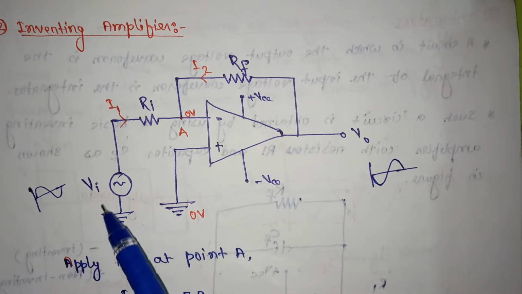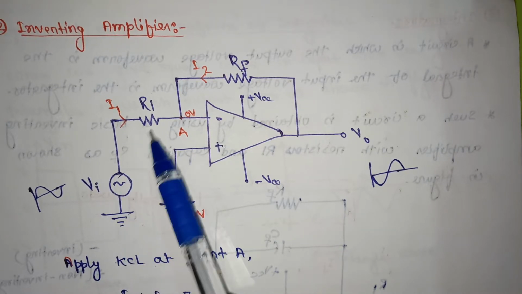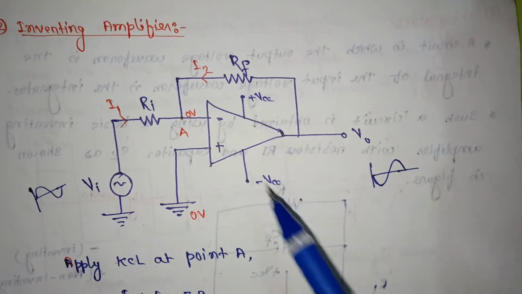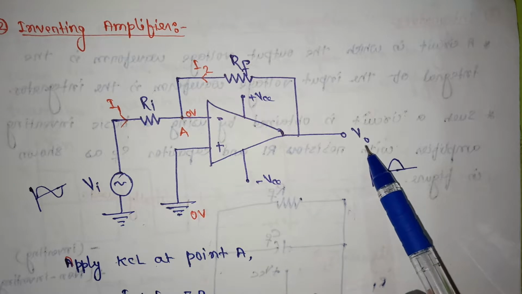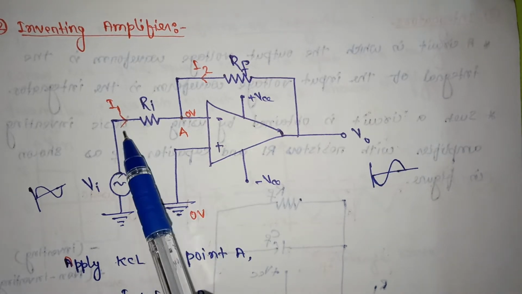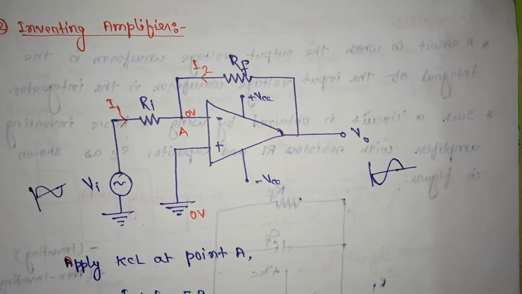Here the input voltage, in AC form, is given as Vi. This is the input resistance Ri, the feedback resistance Rf, the positive voltage supply and the negative voltage supply, and V0 is the output voltage. The current I1 is flowing in, and I2 is coming here.